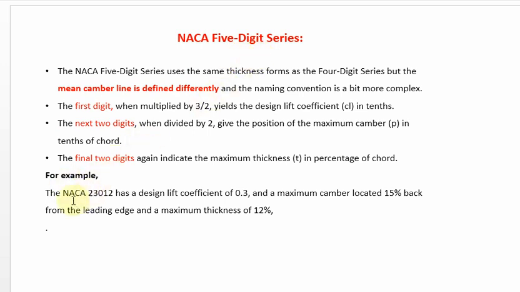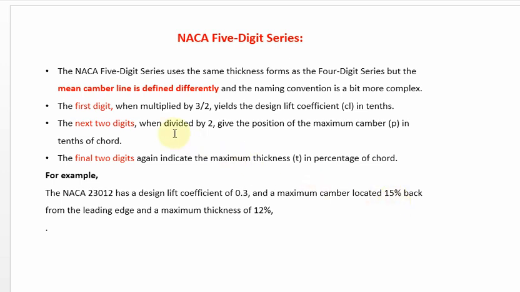See here, for example, the NACA 23012 has a design lift coefficient of 0.3. I am taking the first digit 2. The first digit is multiplied by 3 by 2. 3 by 2 into 2, the 2s get cancelled, only 3 will be available. In tenths, that means 0.3. So 10 divided by 100, you multiply with the chord value, automatically the lift coefficient value will be 0.3, and the maximum camber is located at 15%.